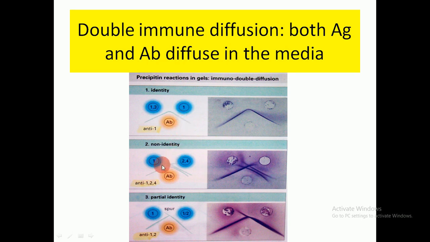There is a second type of reaction, which is called non-identity, which means these lines cross, meaning this antigen is different from this antigen. And the third type of reaction is called partial identity, which leads to formation of a spur, which is shauka. This means that this antigen has partial identity with this antigen.